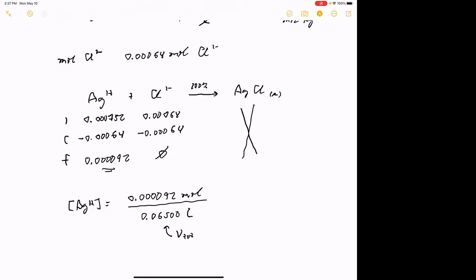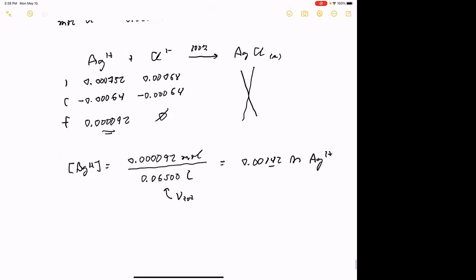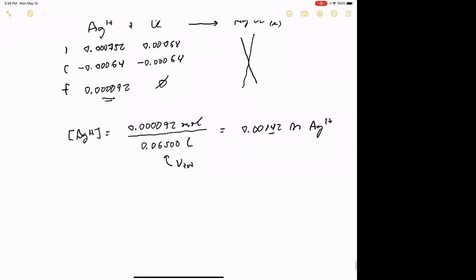So I'm just adding those volumes. And I'm going to end up with 0.00142 molar. Okay, and that's silver ion. All right, so now what do I do with it? Well, remember, the electrode is responding to the silver ion concentration in solution. So we have an equation for that. You'll go back and remember, we're using the same equation every time.